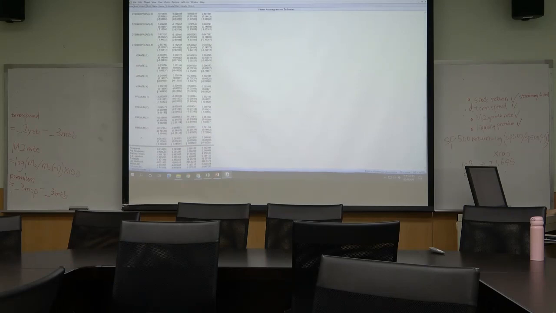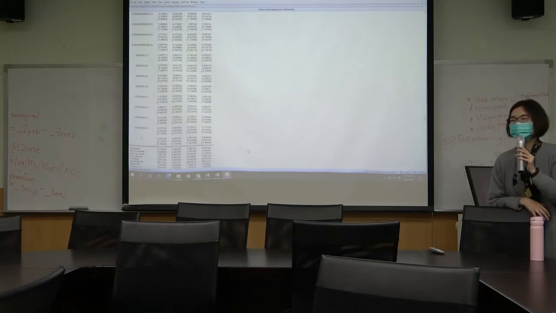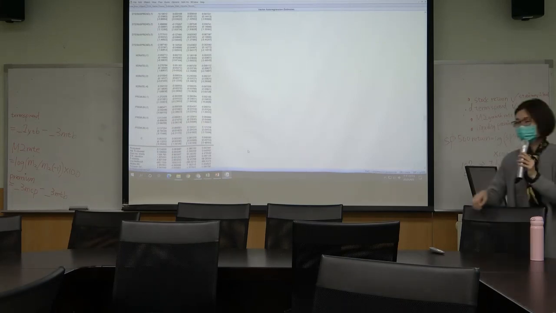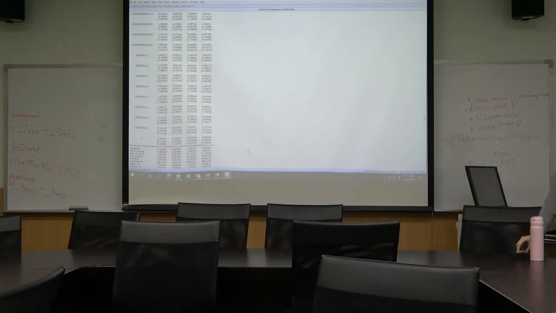Okay, the R square is 0.1348, and adjusted R square is 0.10. Not bad, even though only 10%. But not bad. It's okay.